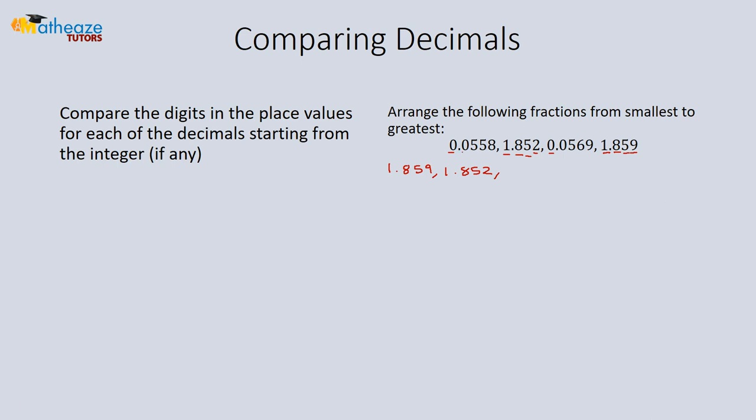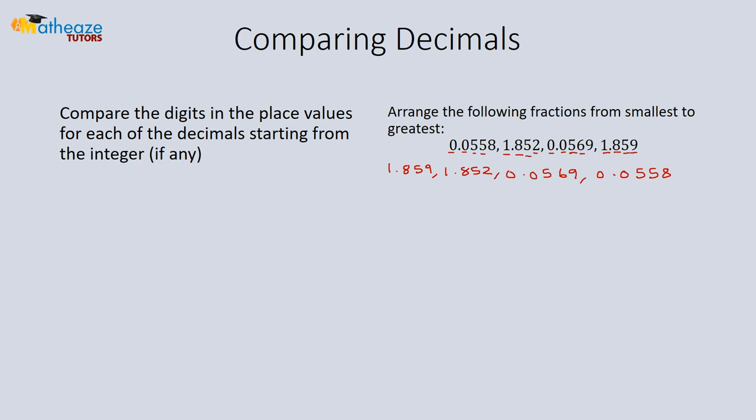Now let's focus on the ones that have a 0. So we look at the 10th place, we still have a 0. We look at the 100th place, we still have a 5 on both sides, for both numbers. Now we look at the thousandth place, we have a 5 here, we have a 6 here. 6 is greater than 5, so we have 0.0569, and the smallest is going to be 0.0558. So here I've shown you the largest all the way to the smallest.